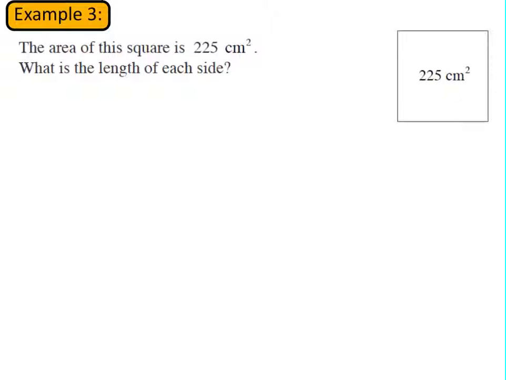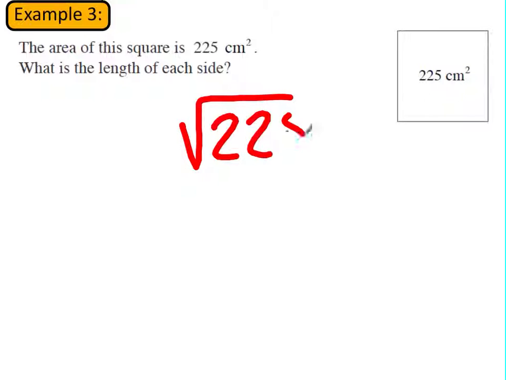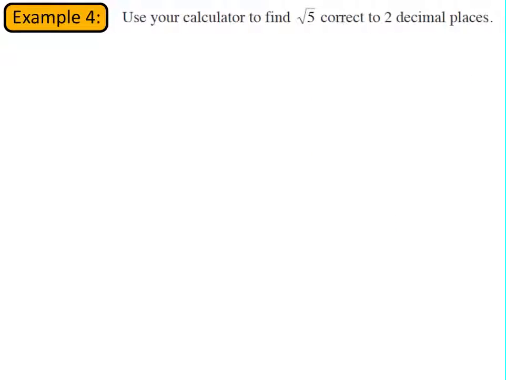Now, a practical application for this might be something where we consider area, because of course the area of a square is the side times by the other side, and if it's the same like in a square, we're going to be squaring. So, if the area is 225, what was the original length of each side? We need to square root 225 to find that out, and if we do that, we get the answer 15. So each side length was 15 centimeters. 15 times 15 gave us the 225 for that area.